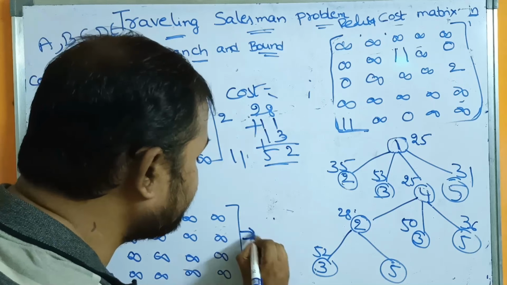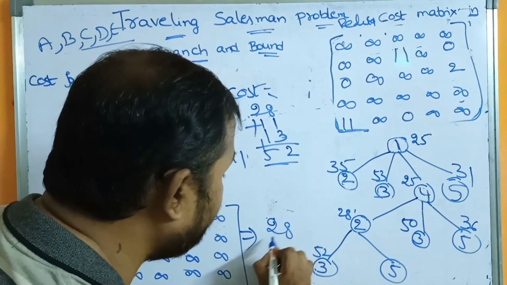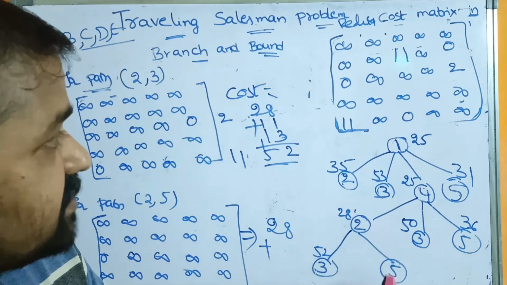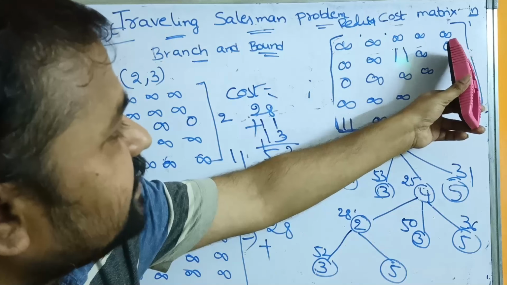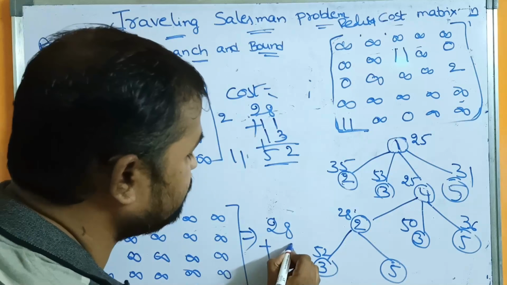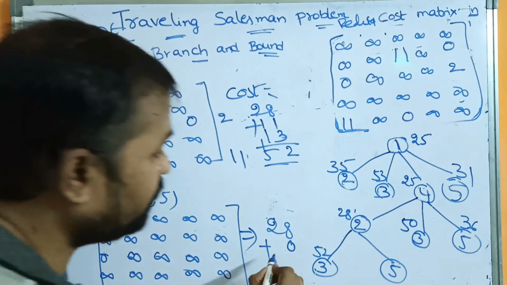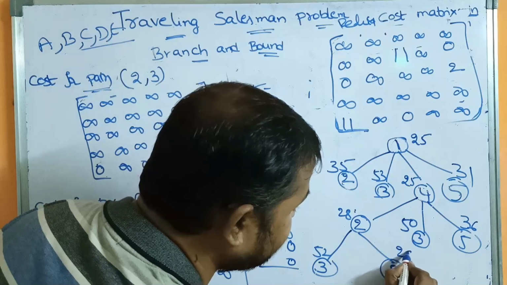Let us determine the cost here. So what is its parent node cost? So 28 plus what is the edge cost from 2 to 5? From 2 to 5, so second row, fifth cell. The cost is 0 only. 0 plus reduced cost is 0 only. So here the cost is what? 28 plus 0 plus 0. That is nothing but 28.